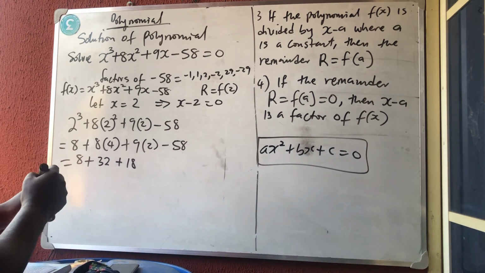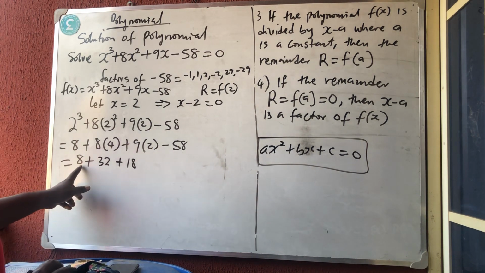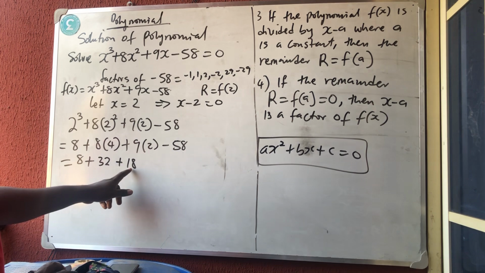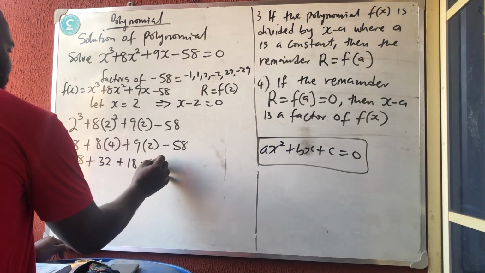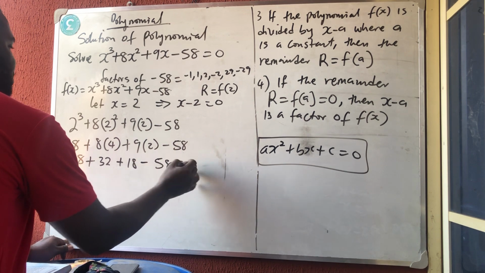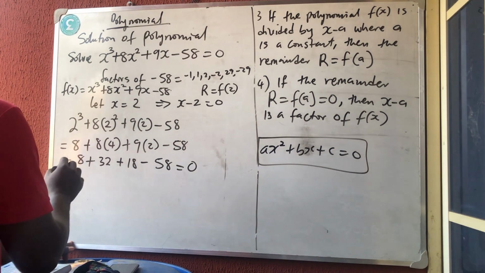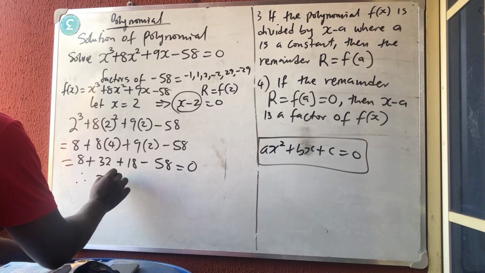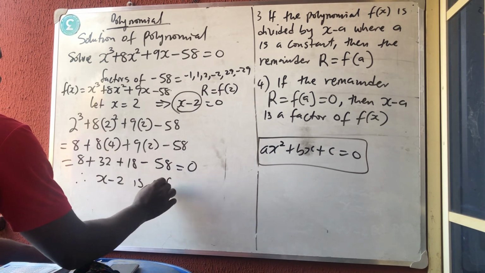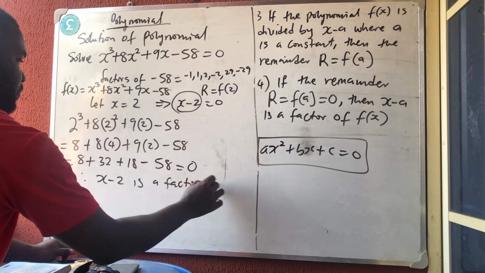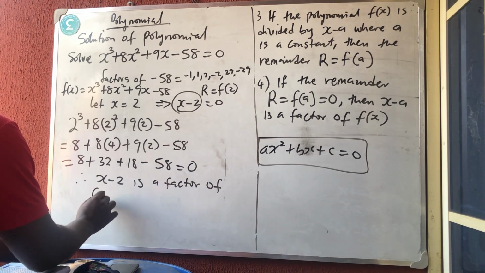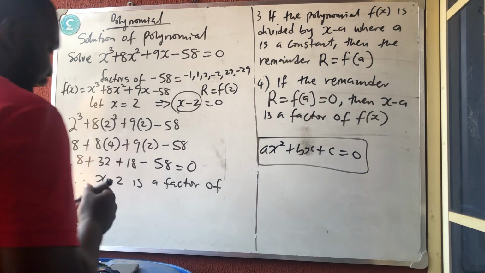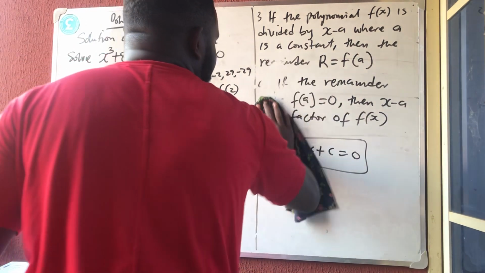Okay, plus 18. This plus this is 26. 26 plus 32 plus 18 minus 58. So everything gave me 0. Since everything gave me 0, I will say that x minus 2 is a factor of f of x. So I have gotten one factor by trial and error method.